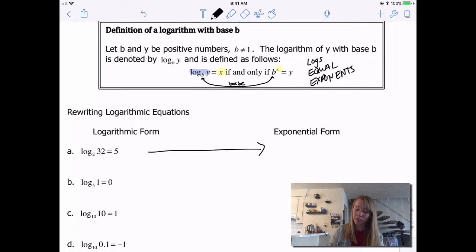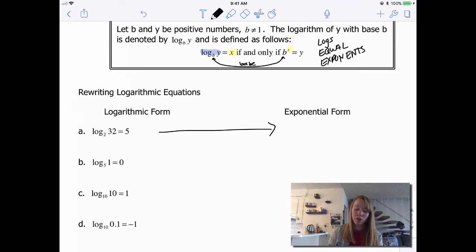So log base 2 of 32, that's how you read it. So you say log and then the base and then of our number is equal to 5. The way that we write this in exponential form is our b and our b have to be the same. So look again up here. So 2 is our base, so that's going to be our base of our exponential. And then one of my numbers, 32 or 5, has to be the exponent, and 1 has to be the number that it's equal to. The argument is what we call it.